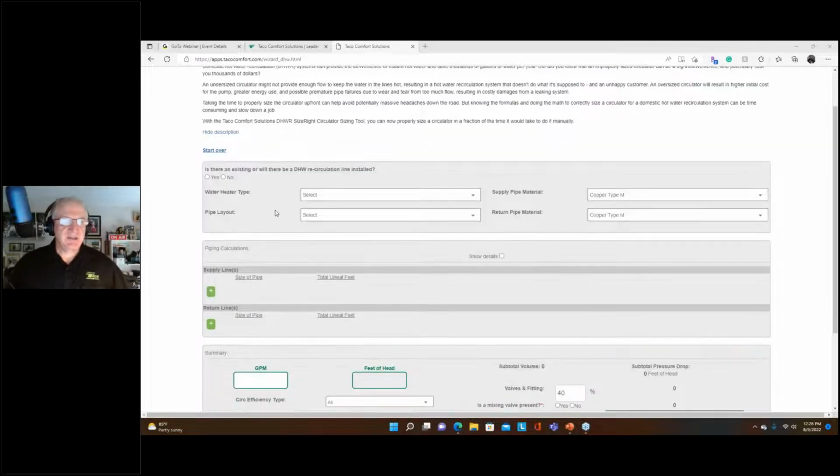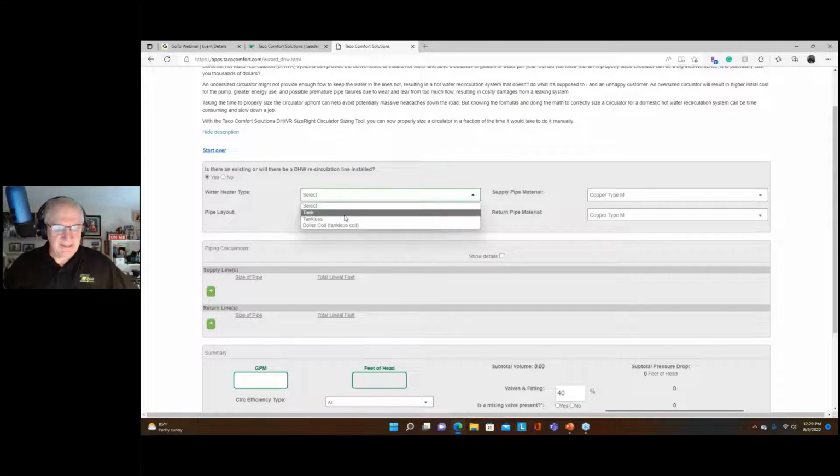So let's take a look at, let's do our basic system. Is there an existing domestic hot water recirculation line installed? Yes. All right, water heater type. Let's just go with a tank type here for now. And then let's look at piping layout.